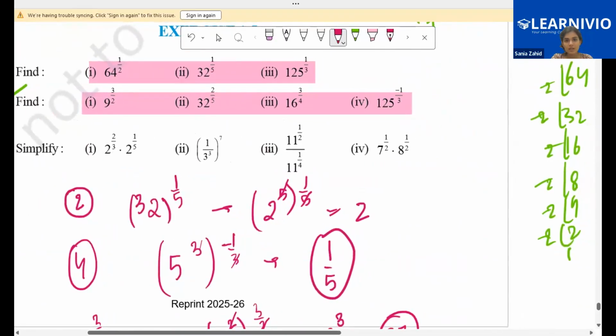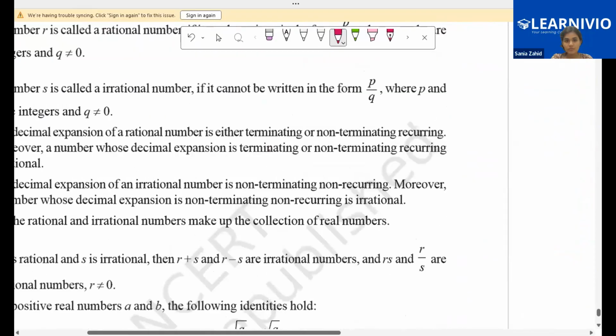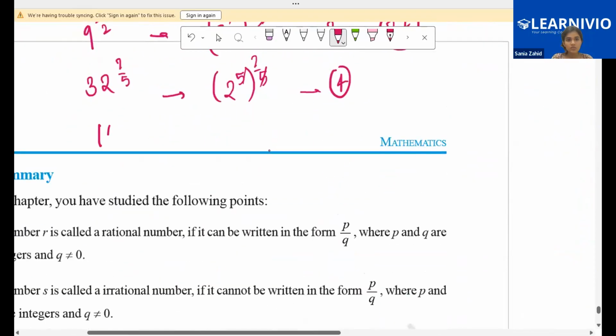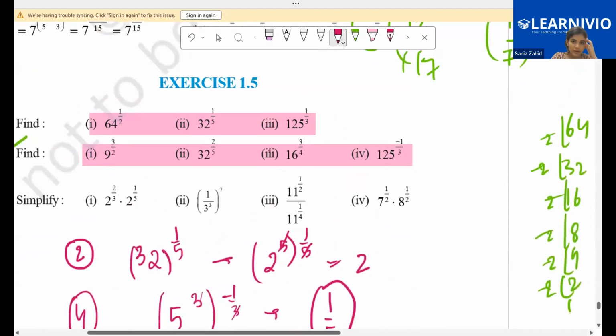And next is 16 to the power 3 by 4. See, 16 can be written as 2 to the power 4, and then whole power 3 by 4. If you break down these numbers, you get 2 to the power 3. 8 is your answer. Next is 125 to the power minus 1 by 3.